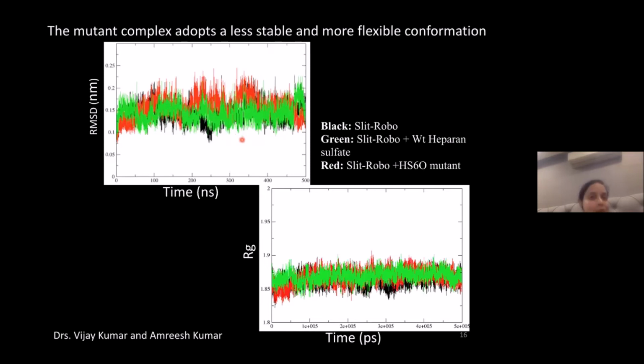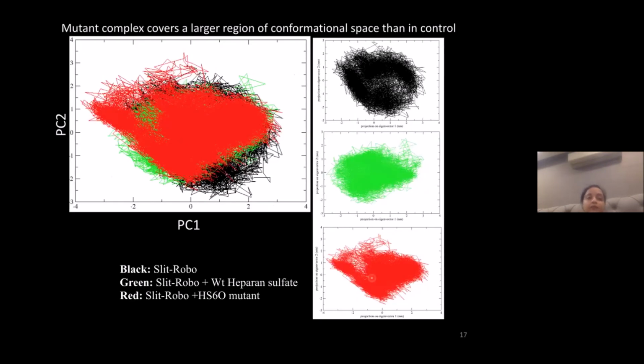But what I understand from a little bit of discussion with him is that there seems to be an overall increase in the flexibility of the three components, as is reflected if you compare the red versus green height. So there is an overall increase in the flexibility of the Slit-Robo mutant complex as compared to the control. Similarly, we see a similar change when we measure the radius of gyration. This was further elaborated when we looked at a 3D conformational space, and the mutant complex seems to cover a larger area of conformational space than the control.